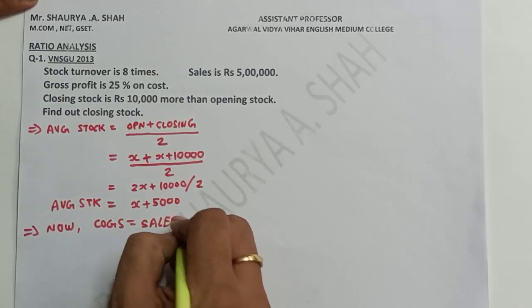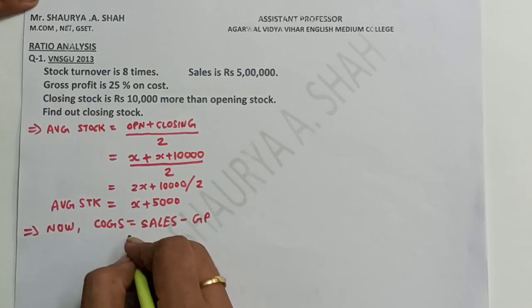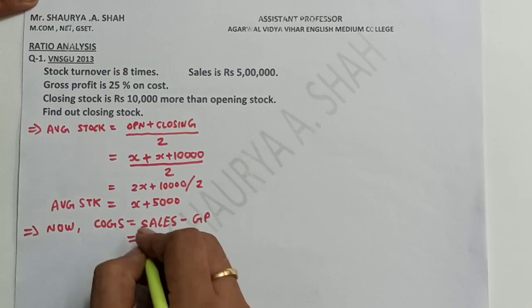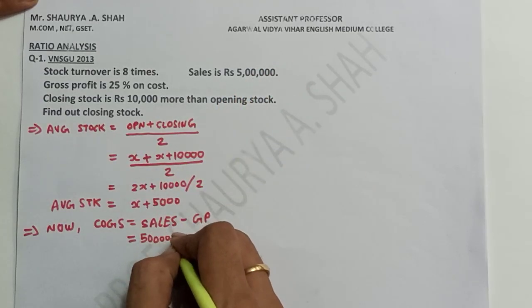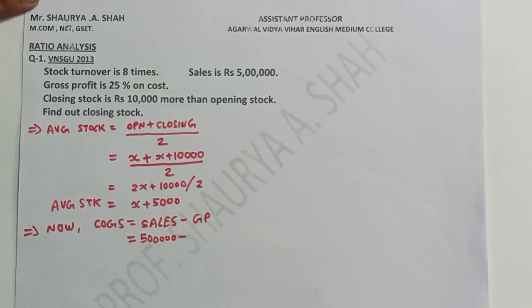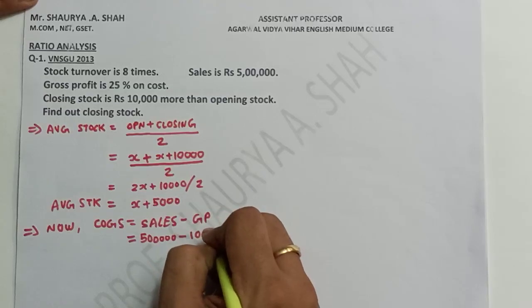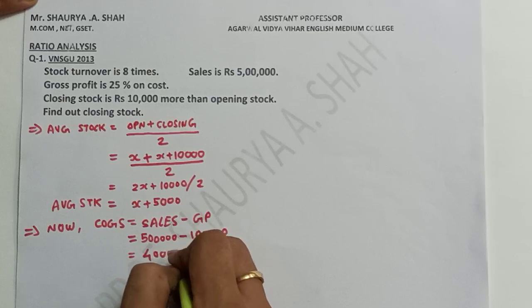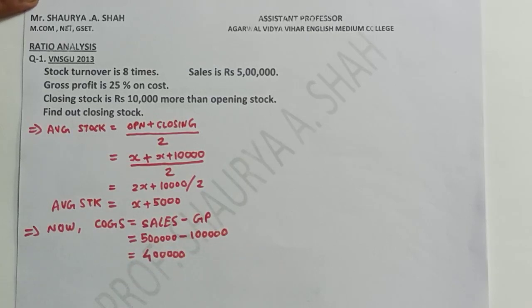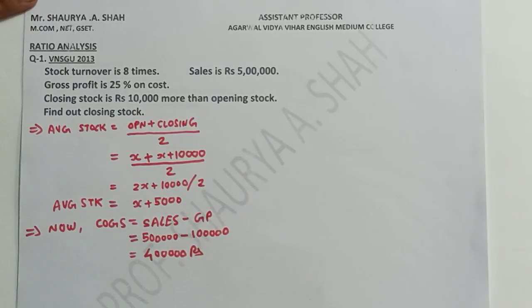This formula I also showed you alternatively in the lecture when we were learning the theory part. Sales minus GP. What is my sales? 5 lakh rupees, which I am given in the sum. Sales is 5 lakh minus GP, 20% on sales. So 20% of 5 lakh is 1 lakh. So I'll get the answer of cost of goods sold as 4 lakh rupees, right? So I suppose it is clear to each and every student.